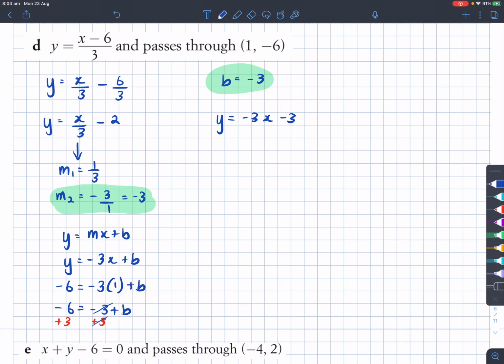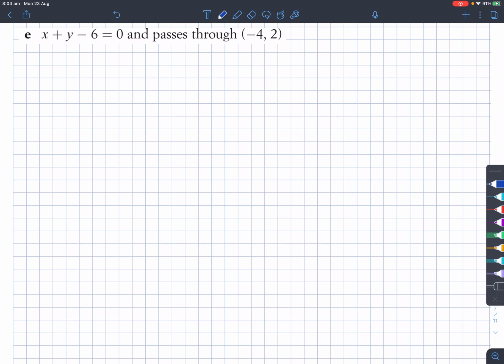Right, moving on. Question E. x plus y minus 6 equals 0. To find out the gradient from this equation, we need to firstly put it into gradient intercept form, meaning that we need the y to be by itself. This means that x and negative 6 don't have to be on this side of the equation. We can move it to the other side. Okay? When a positive x moves to the other side, it just becomes negative. When a negative 6 goes to the other side, it just becomes positive. So y equals negative x plus 6 is what I'm saying.